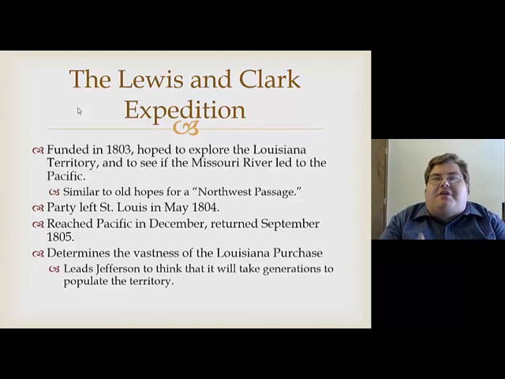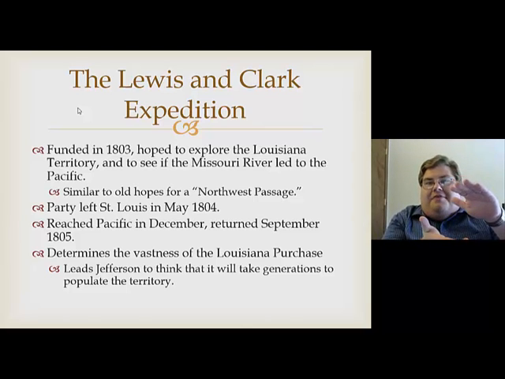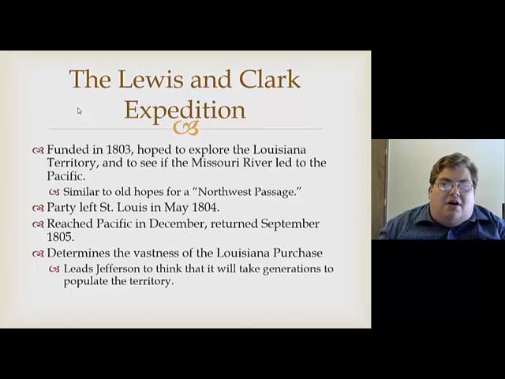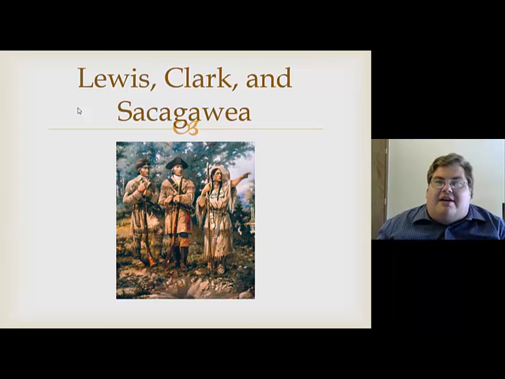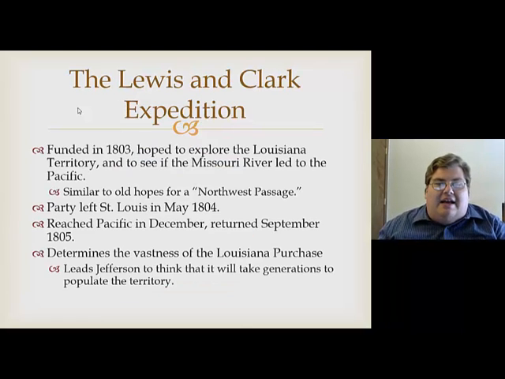So these guys are out there trying to figure it out. They leave in May 1804. In December, they're going to reach the Pacific Ocean, and it takes them until September 1805 to return. You can actually still find their journals. They're about that thick. They do a lot of surveying. They make a lot of contact with various Native American tribes. That's where Sacagawea comes in. They use her as a guide.